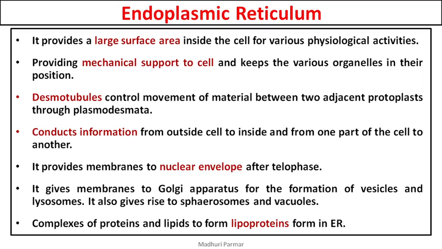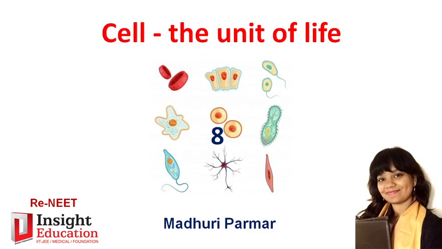Complexes of proteins and lipids form lipoproteins. Have you heard of LDL, low density lipoprotein, high density lipoprotein? HDL is the good cholesterol, LDL is the bad cholesterol, something like this you might have heard. So these HDL, LDL molecules are actually proteins plus lipids. Such complexes are called lipoproteins, and lipoproteins are made in endoplasmic reticulum.